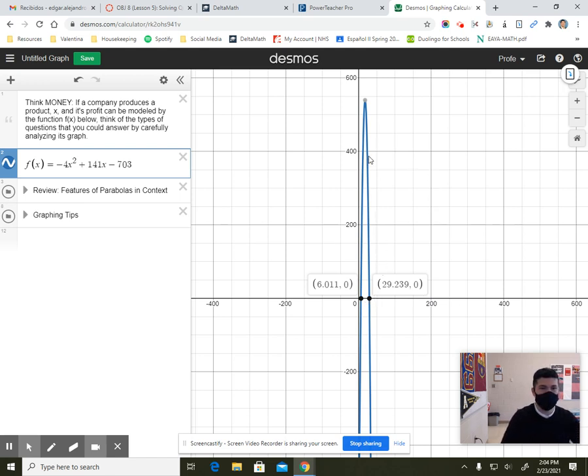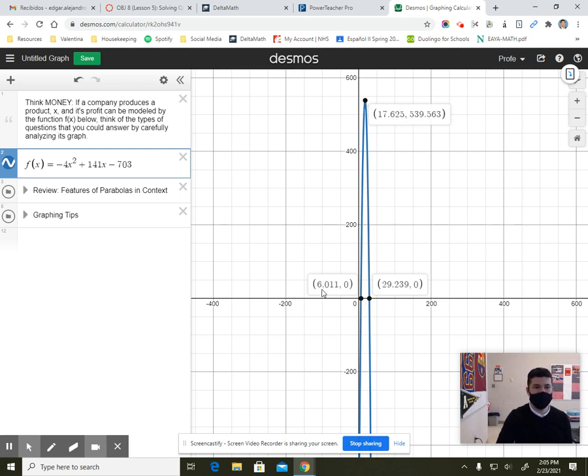For example, you can answer, what's the highest point? It happens at 17.625, comma 539. It's important with problems of context to know what the context is. For example, if a company produces a product x and its profit can be modeled by the function f of x, then think about the answers to some questions. Here we mean 17 products, a profit of $539. So if I produce roughly 17 products, I'm going to make $539.